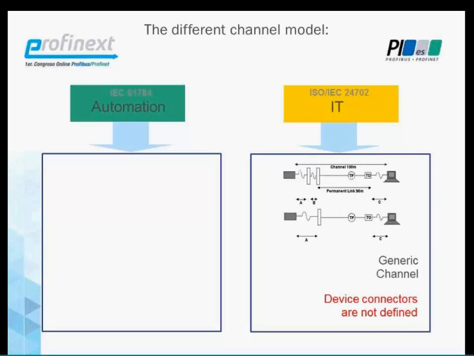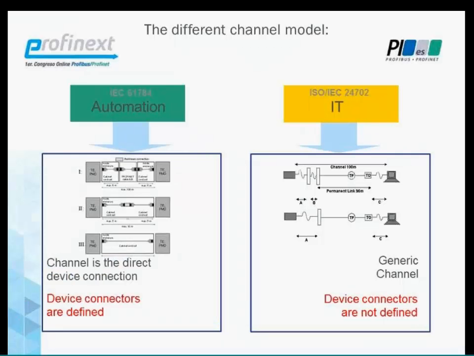For IT, you have this generic cabling, and the connectors on the device side are not integrated in this channel. You have a channel model without these connectors. For automation, it is a very problematic situation because this is a connector which is typically terminated on site in the field directly. So for automation, we need another channel model.